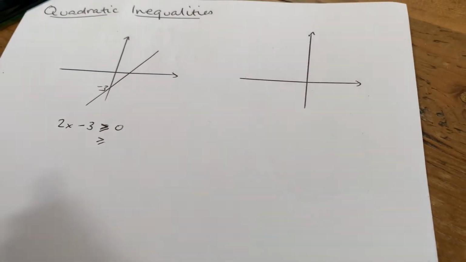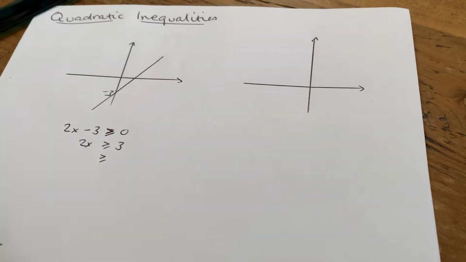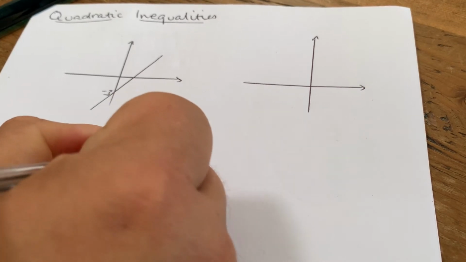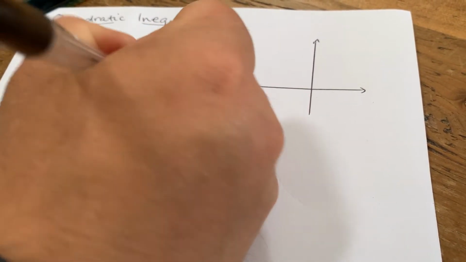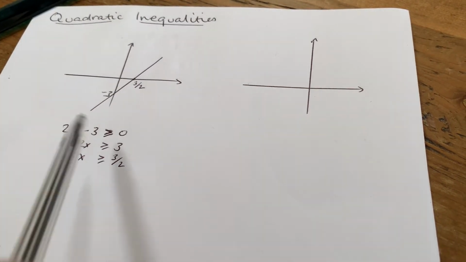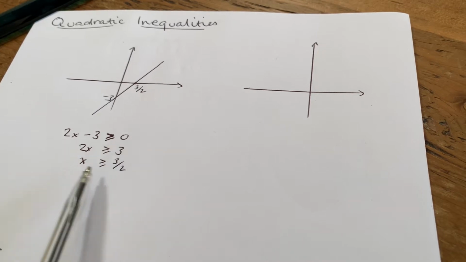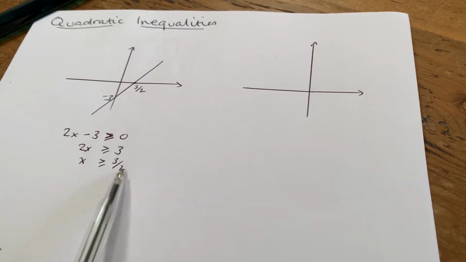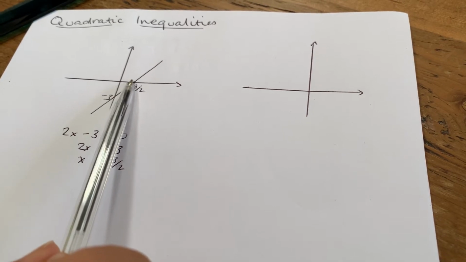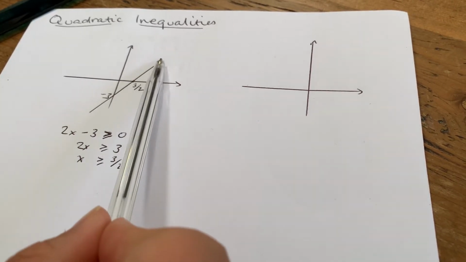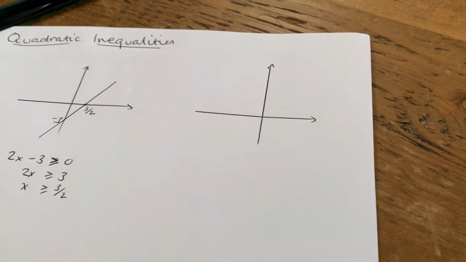So you would solve it by taking 3 over and then divide by 2. So you get 3 over 2. And that point there would be 3 over 2. Okay? And essentially, this line is bigger than or equal to 0 when x is bigger than or equal to 3 over 2. In other words, from this point here, the line goes above the axis, so it's greater than 0 at that point. Great, we did that at National 5.